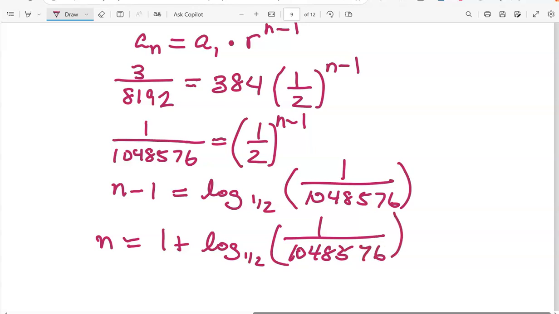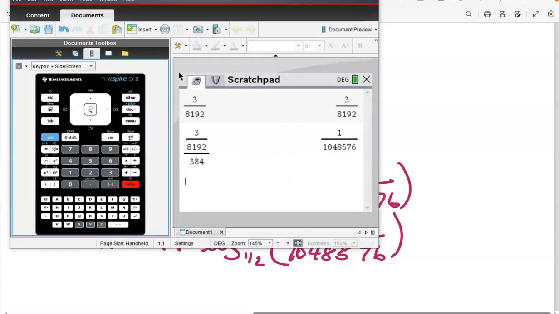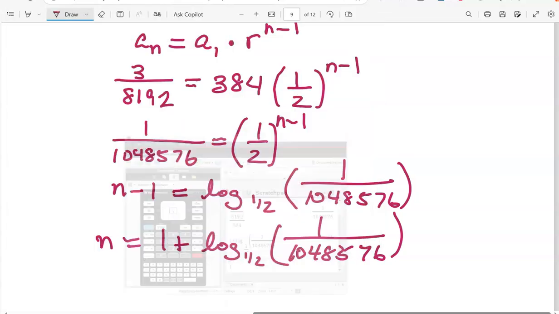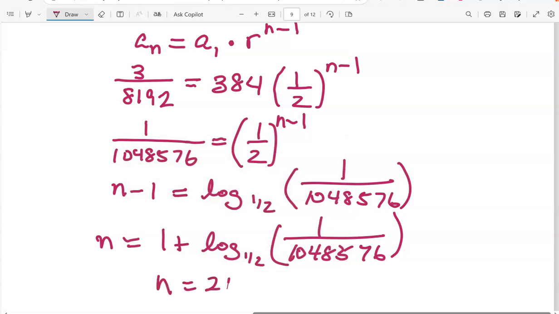And when you are doing this on your calculator, if you wish, you can enter that exact form answer. When we do this on the calculator, feel free to use the answer feature. So 1 plus, and then the log base 1/2, I'm going to type that in, but then I'm just going to cursor over inside the argument of the logarithm and just use the answer feature rather than retype that fraction. So that's control negative, and that's going to give me 21. So n is equal to 21 for this sequence.